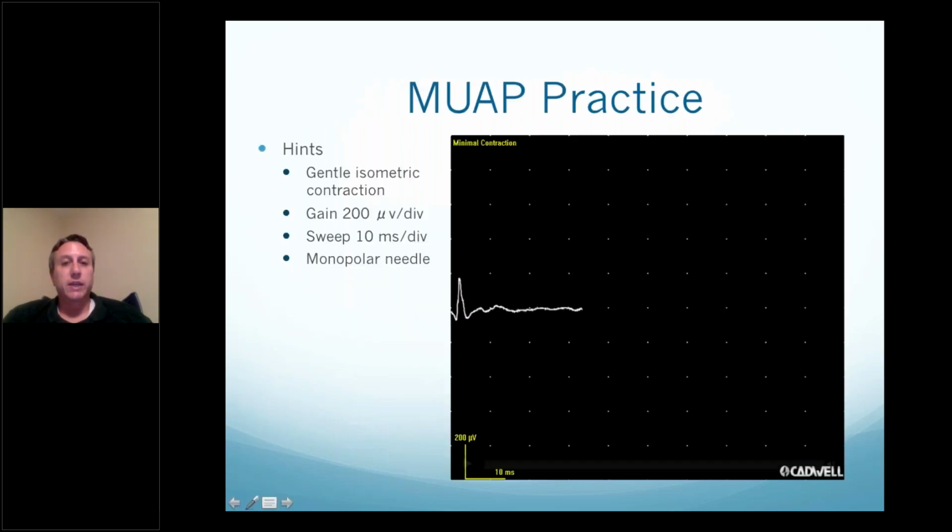So now let's look at, again, these are motor units. So let's look at, again, this is a gentle isometric contraction. We have a gain of 200 microvolts per division, a sweep of 10 milliseconds per division, and again, we're using a monopolar needle. What type of needles do you typically use, a monopolar or a concentric? Oh, monopolar. Monopolar, right.